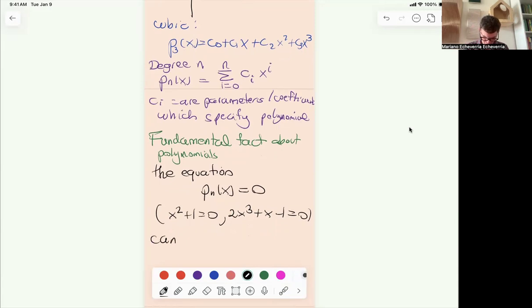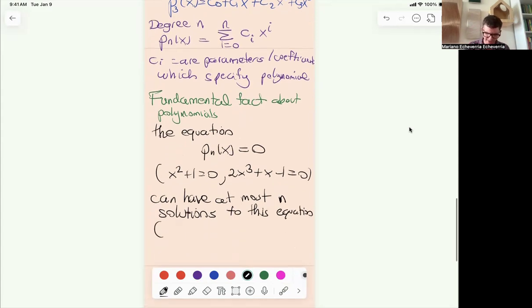So it can have n solutions to this equation, or n roots, because sometimes you call them roots. Then there's a more fancy result, which is the fundamental theorem of algebra, that says that if you allow complex numbers, then there are exactly n roots, if you are okay with including repetitions.